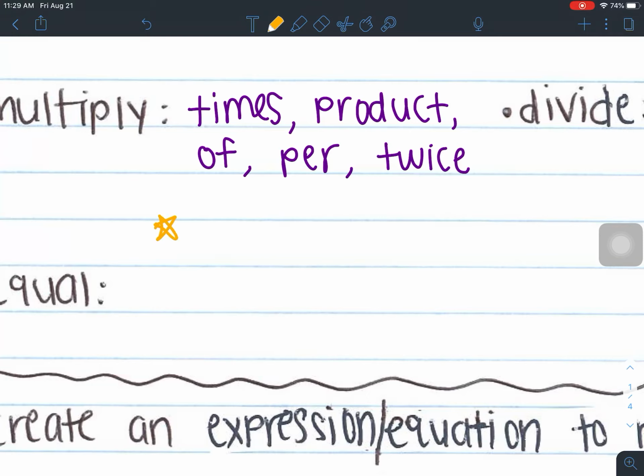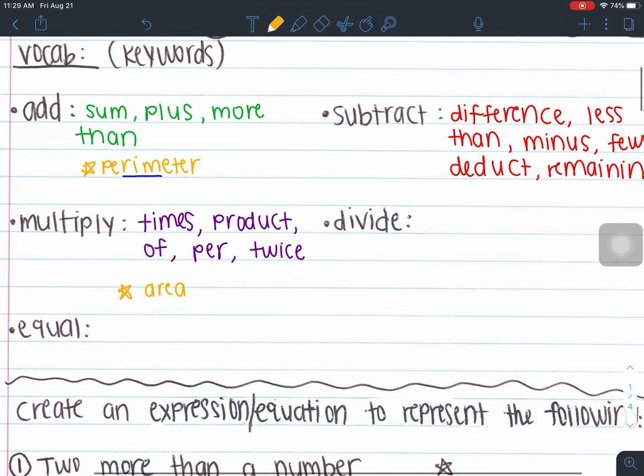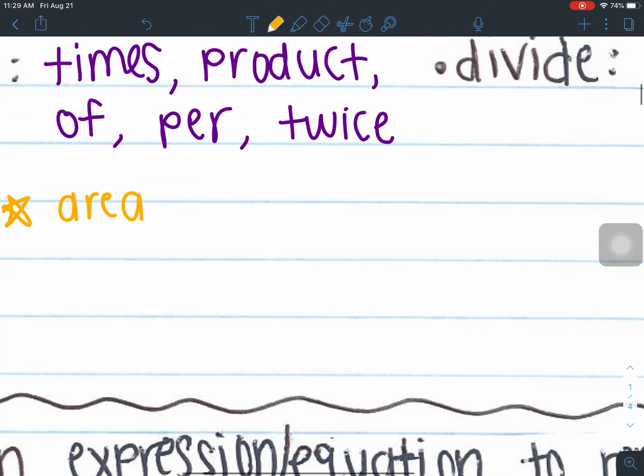And another word that also means multiply is the word area. So just like how addition is perimeter, area, we would multiply. If I had a rectangle and I asked you to find the area of it, you would take the width and you would multiply it by the length to find the area of that rectangle. So with area, you're always multiplying. With perimeter, you're always adding.